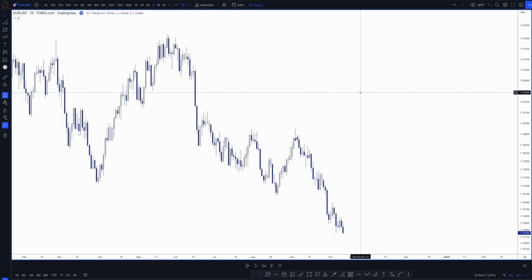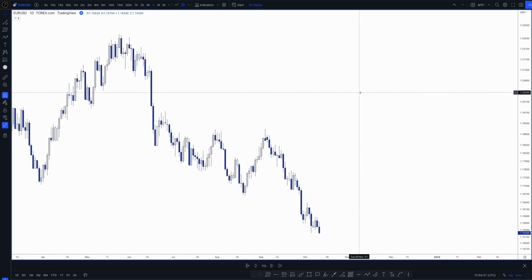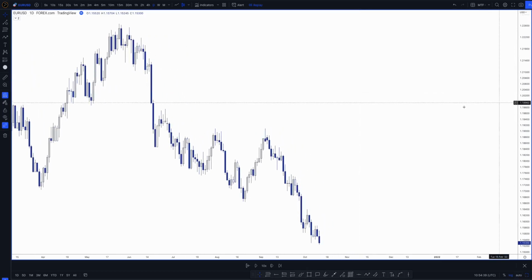Okay, so now we are going to apply the concepts using bar replay and just going a little bit more slowly and kind of just analyzing it just like I would in the live market. And we're going to look at 3 timeframes in this instance.